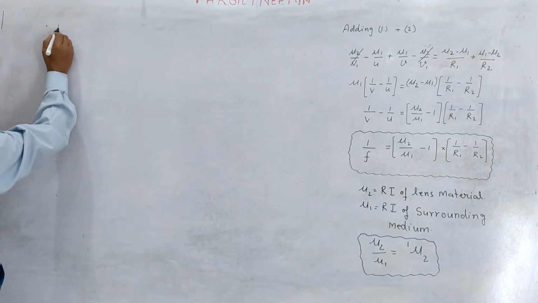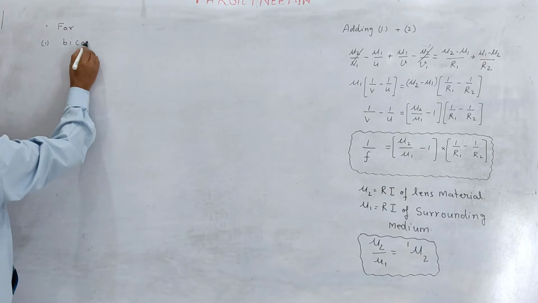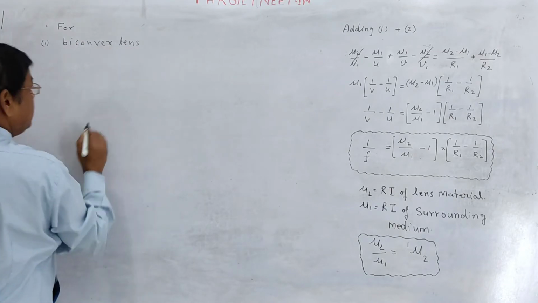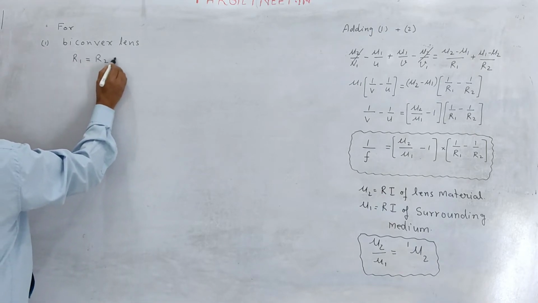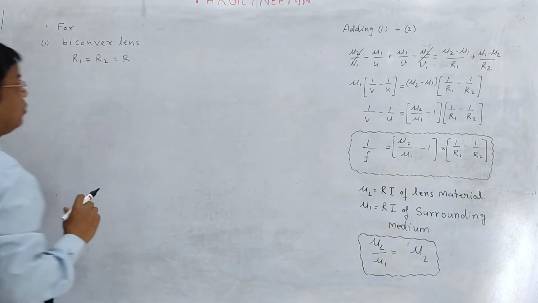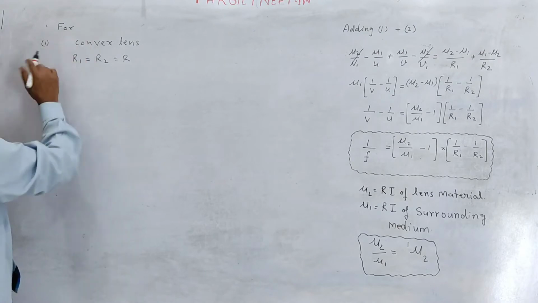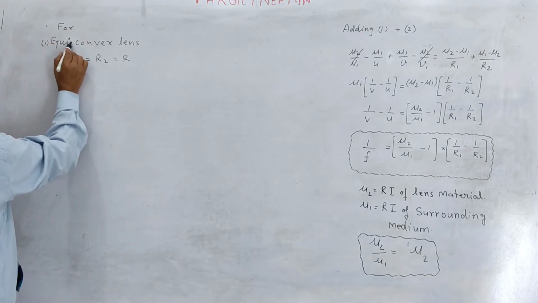For number one, biconvex lens. What is a biconvex lens? It is a lens whose radii of both surfaces are equal. It's called a biconvex lens or equiconvex lens. Equiconvex lens is more accurate to say.